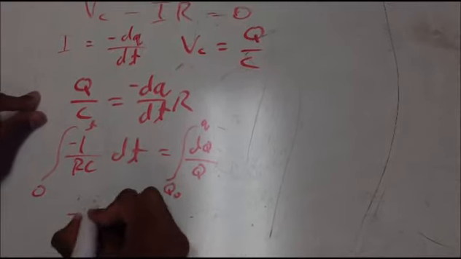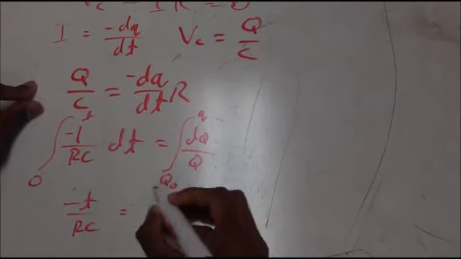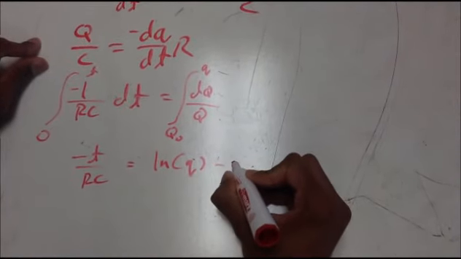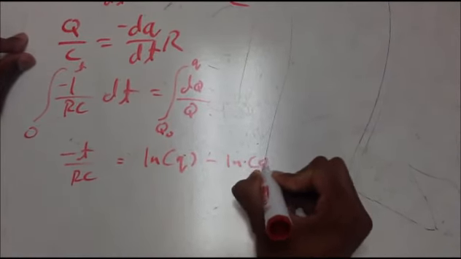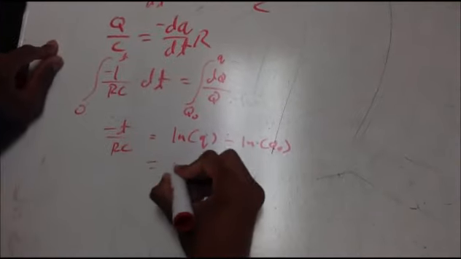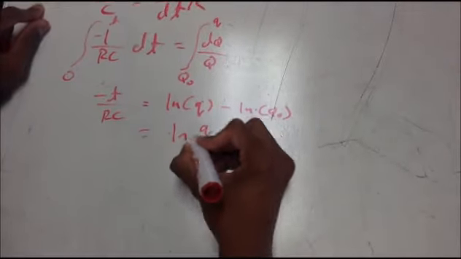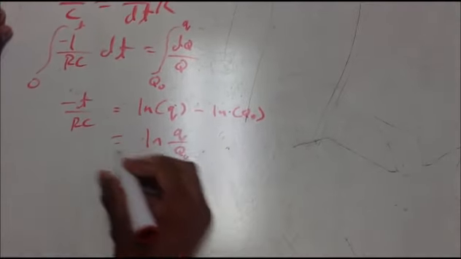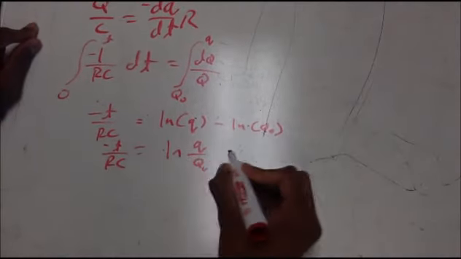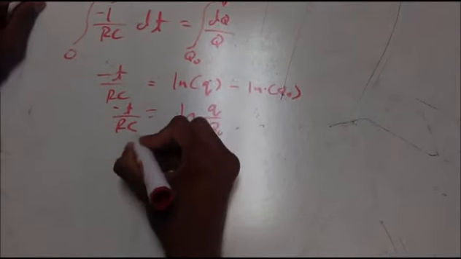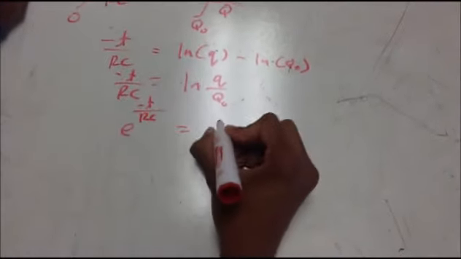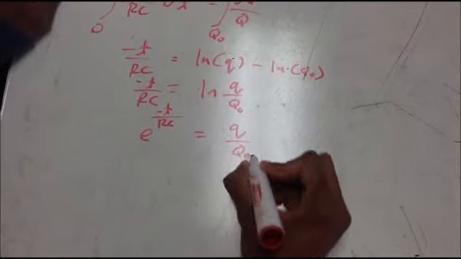So when we integrate this, we're going to end up with negative t over RC is equal to natural log of some value Q minus the initial charge Q sub 0 of the capacitor. So now we can use our properties of logarithms to simplify this a bit more. We're going to have natural log of Q over Q sub 0 is equal to negative t over RC. Now we can raise both sides to the e power.